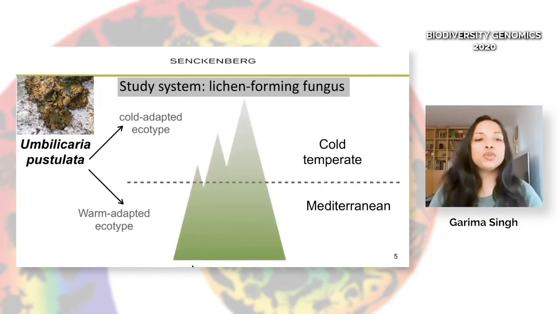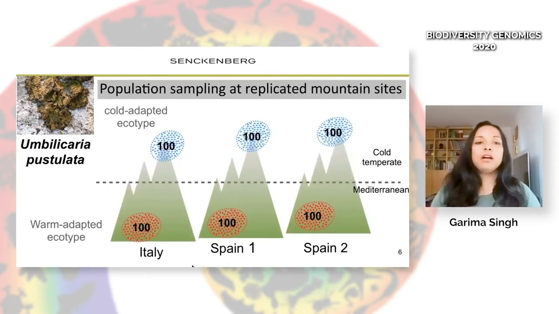For this, we chose the lichen Umbilicaria pustulata as our study system because of its broad ecological distribution and its distribution across the mountains. And because its Mediterranean and cold temperate populations have already been shown to be differentiated into cold adapted and warm adapted ecotypes.